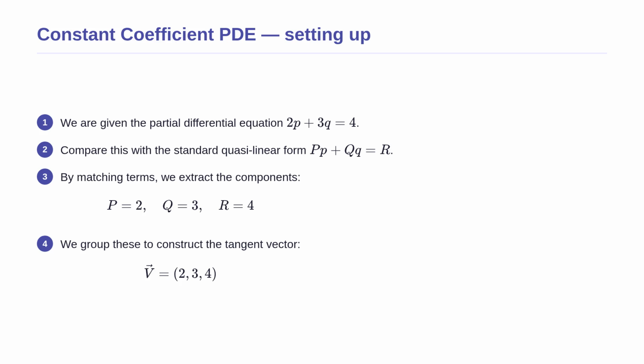Before we prove the general rule, let us see this with a concrete example. We are given the equation 2p plus 3q equals 4. Our goal is to find the tangent and normal vectors and show they are perpendicular. First, we compare our specific equation to the standard template. By matching the terms, we can easily see that capital P is 2, capital Q is 3, and capital R is 4. Grouping these gives us our tangent vector. This means at every point in space, our wind is blowing 2 units forward, 3 units right, and 4 units up.